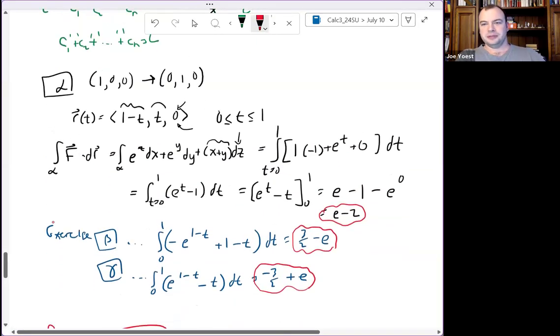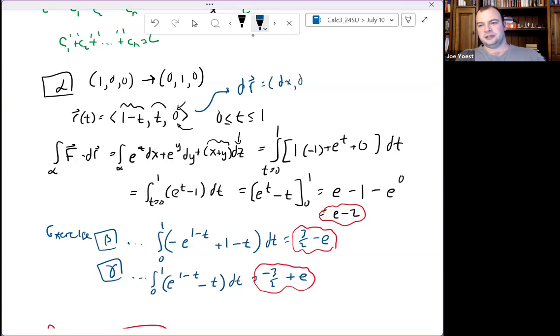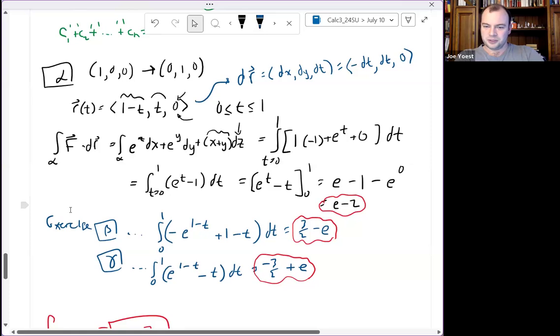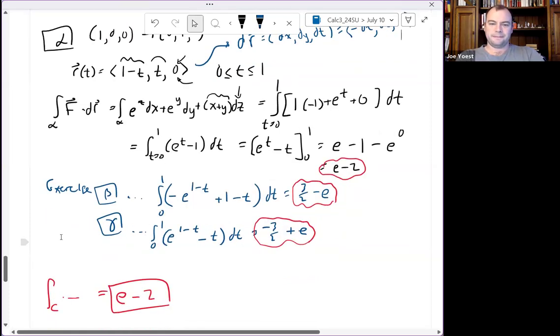And so again, just because everything was already in differential notation, I just noted that dr is dx, dy, dz, and that is negative dt, dt, 0. That's essentially what I did here. If you want, that's one more step in there to help with these other ones.